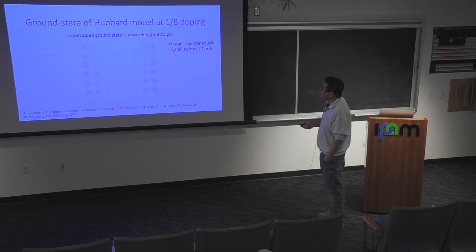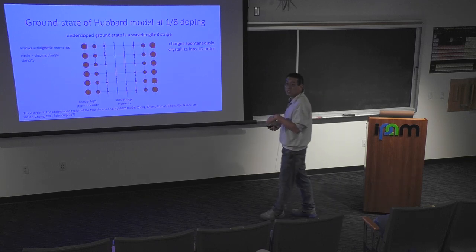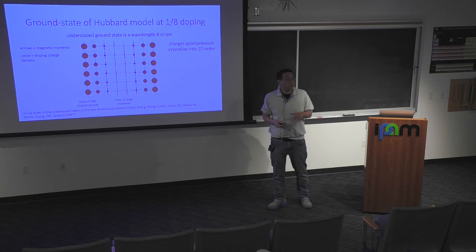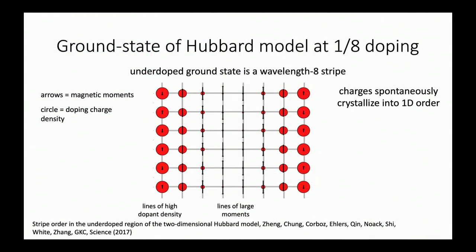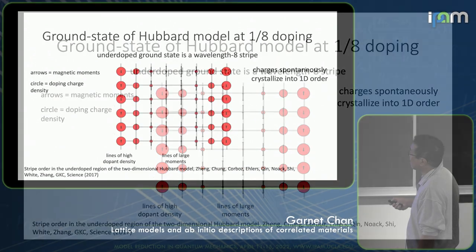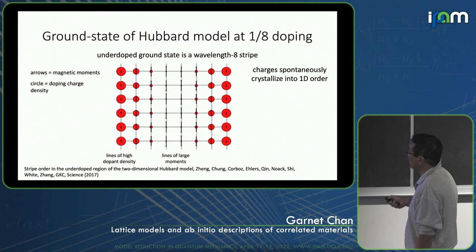Now, stripe is a funny state where you imagine that you're injecting the charges in, but the charges don't distribute themselves uniformly, like you might imagine. It's a uniform lattice, but spontaneously they crystallize out into a one-dimensional order, essentially due to some competition between the kinetic energy of these charges, which like to move around, and the Coulomb repulsion. And so they crystallize into this one-dimensional charge order, and then these arrows here represent the magnetic moments, and these also have some modulation as well, superimposed. Okay, so that's the stripe state.